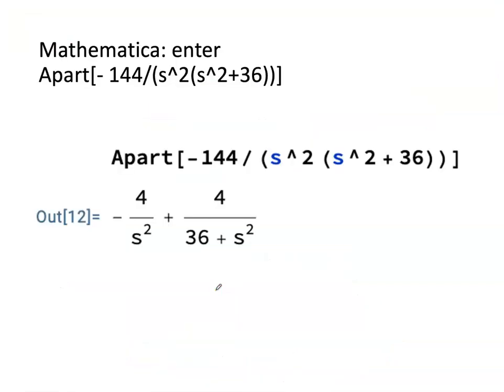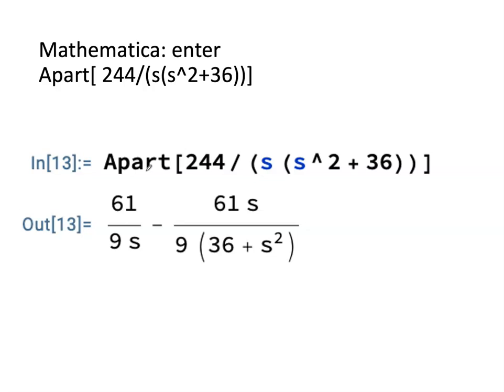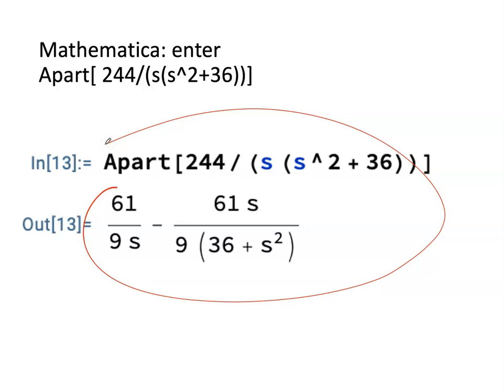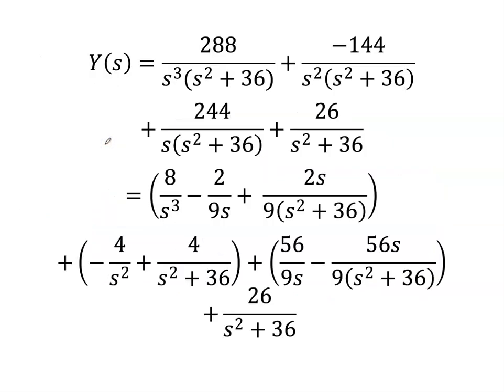So if we try Mathematica on the others, like negative 144 over s squared plus 36, we end up with this, negative 4 over s squared plus 4 over 36 plus s squared. And if we try it on 244 over s squared plus 36, we end up with 61 over 9s minus 61s over 9, 36 plus s squared.